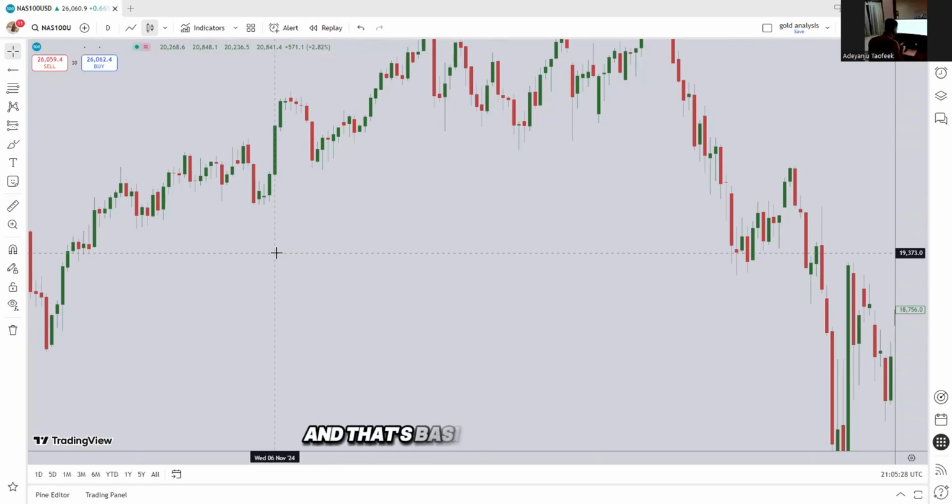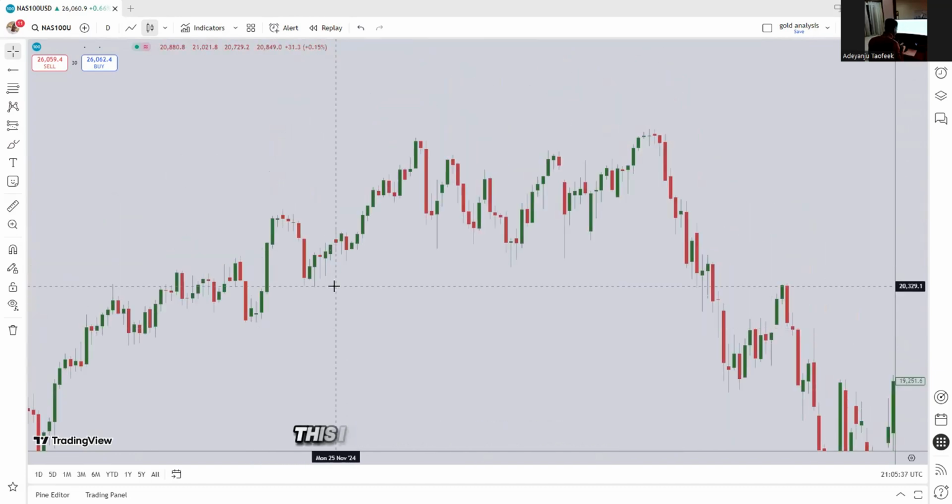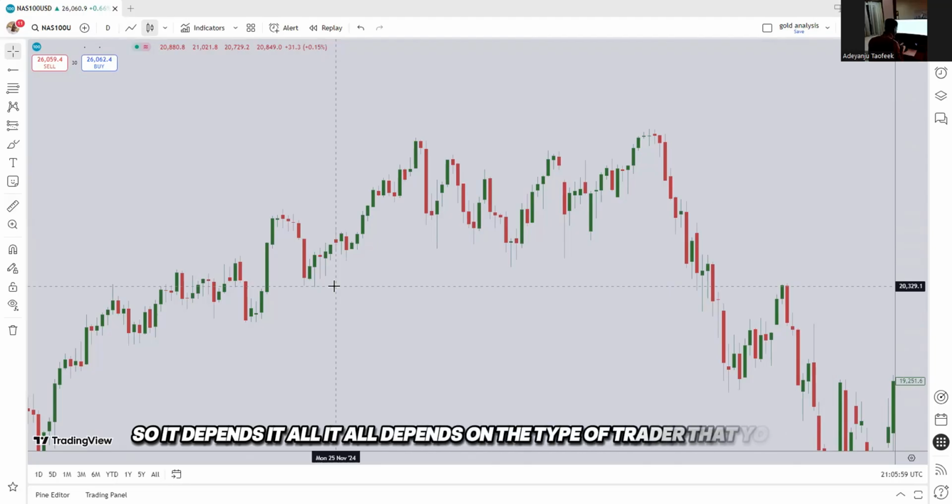And that's basically the concept I'm trying to explain today on Nasdaq. So this is a daily time frame. This is just to show you the basics. It works on all time frames, right? But to get a better accuracy of trade, you should stick to either the daily, the 3 hours, the 1 hour, the 4 hours, or the 2 hours. It all depends on the type of trader that you are.